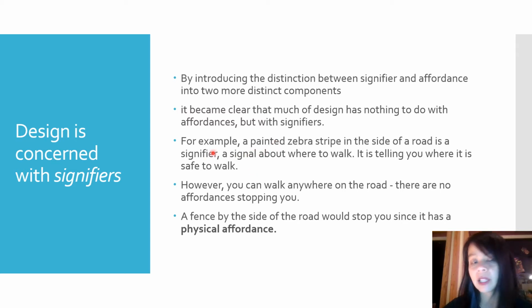To give a physical example, a painted zebra stripe, like a crosswalk, on the side of the road is a signifier, a signal that tells you where it's safe to walk. But really, you can just walk anywhere on the road. There's nothing physically preventing you from doing that. There are no physical affordances stopping you. However, a fence by the side of the road would stop you since it has physical affordance. But most oftentimes, signifiers are used instead of the actual physical affordances, especially when it comes to digital design.